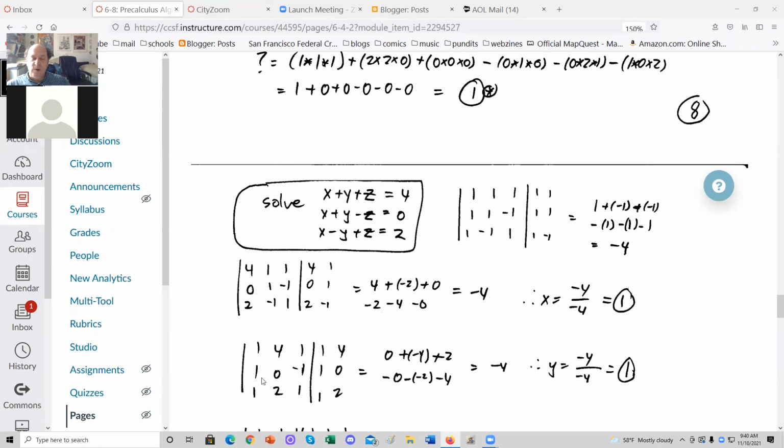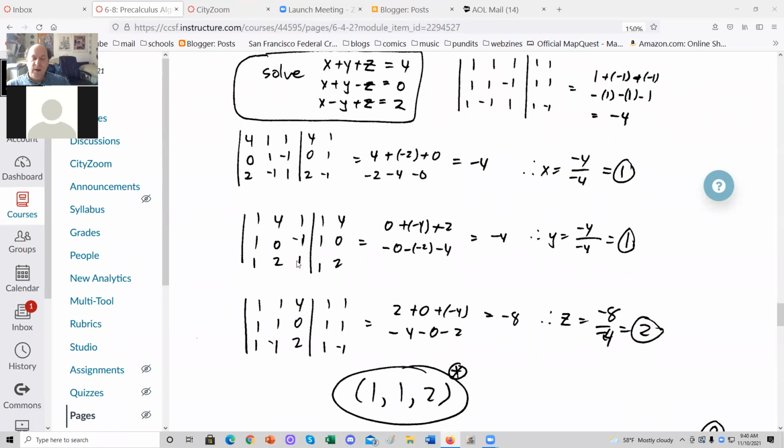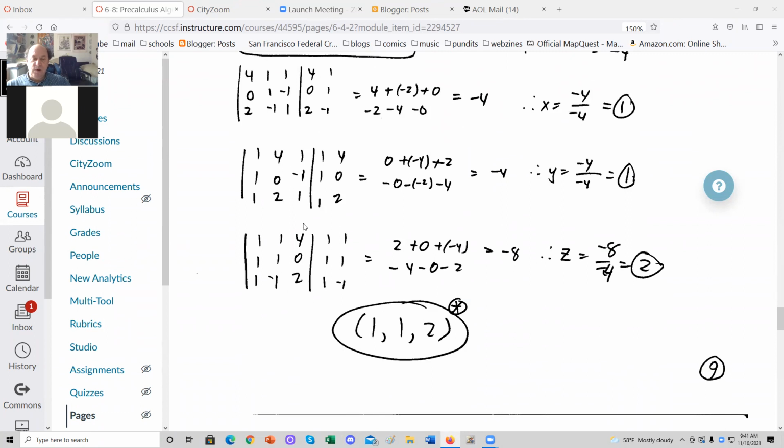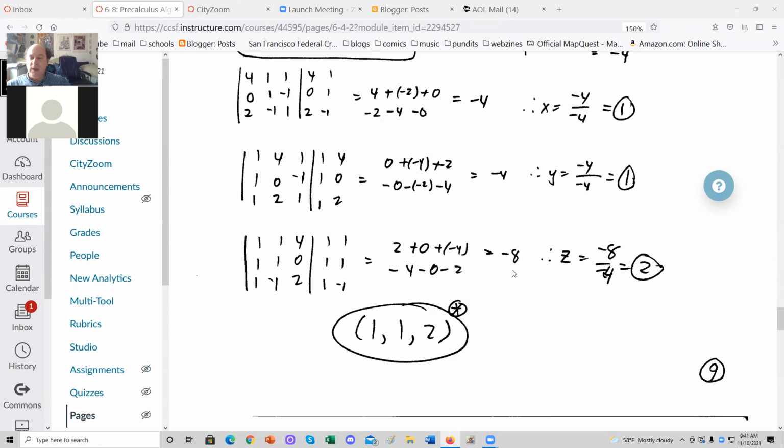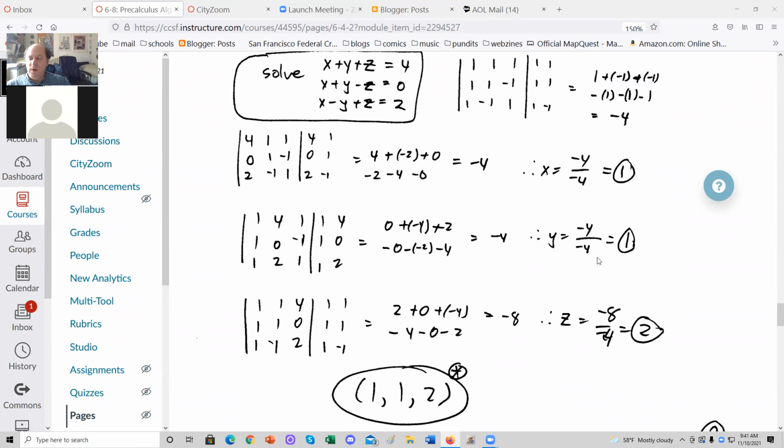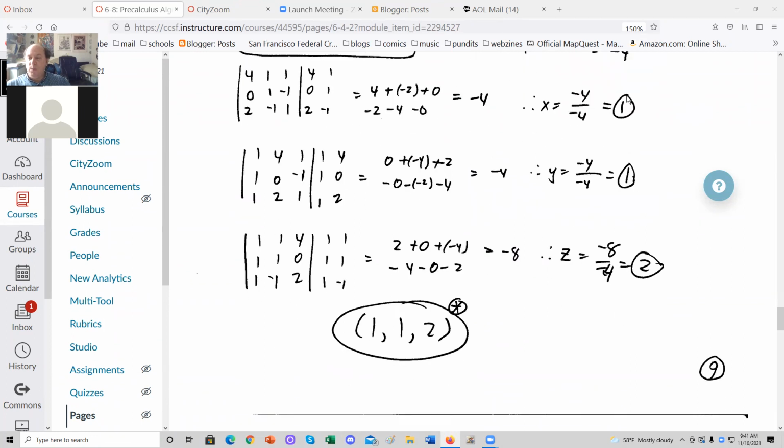With 4, 0, 2 in the second column here, you get -4, and y equals this -4 divided by this -4, which is a 1. You put 4, 0, 2 in the third column here, then this minus this comes out to -8. So z is -8 over -4, which is a 2. So there we are. x is 1, y is 1, z is 2.